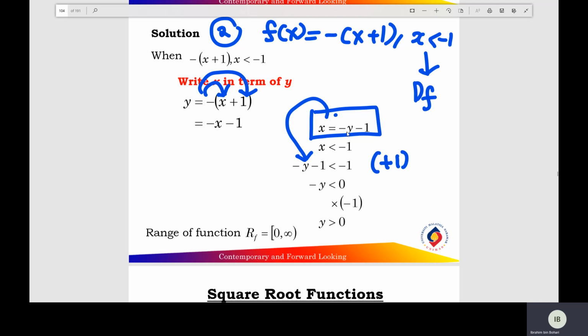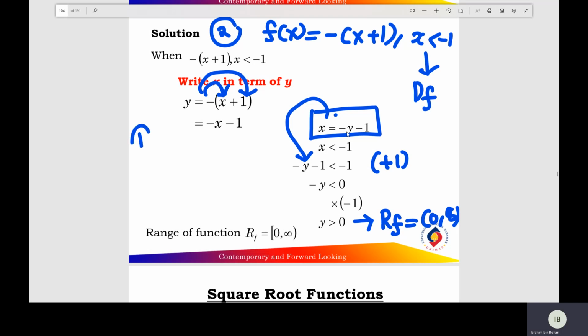And then you change the sign of the inequality. You multiply by negative 1. And then y is greater than 0. Okay. So the range of the function is greater than 0. So Rf equals 0 to positive infinity.